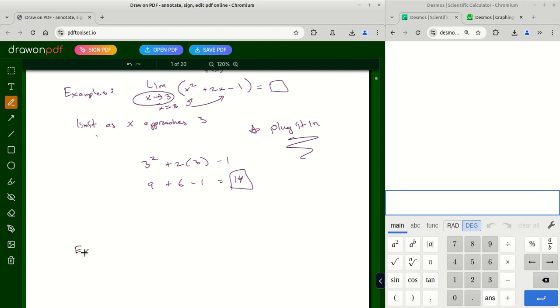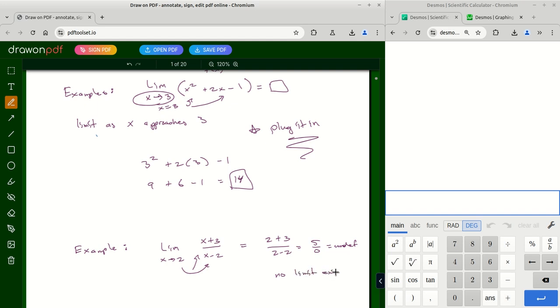Here's another example where we're going to have issues for our limits. I've got the limit as x approaches 2 of x plus 3 divided by x minus 2. So this is a little different. Let's just say I'm going to plug this thing in. I say x is equal to 2, and I plug it in both there on the top and the bottom. And we're going to get 5 over 0, which we all know is undefined. And it just doesn't work. No limit exists.